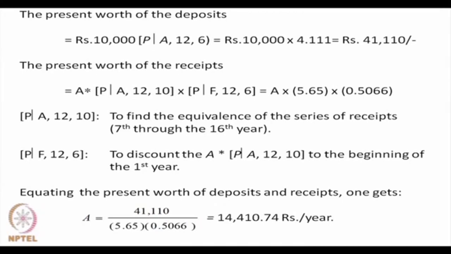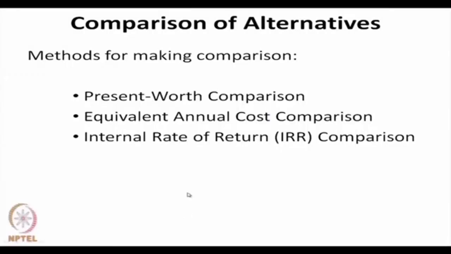Now, we shall use these concepts in actually comparing among different project alternatives or economic alternatives. Now, there are different methods of comparing among alternatives, but the most elementary ones are these three: the present worth comparison, the equivalent annual cost comparison, and internal rate of return, also called IRR comparison. We shall see what each one is all about. We already know present worth.